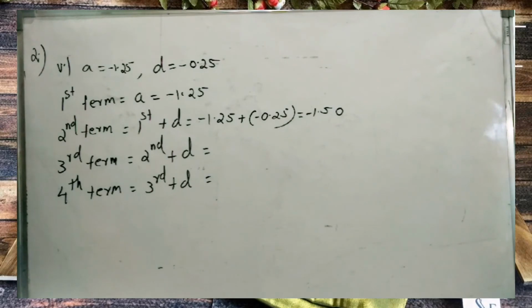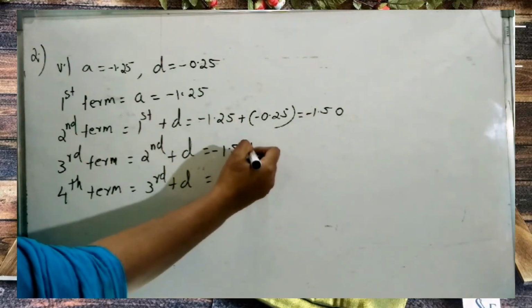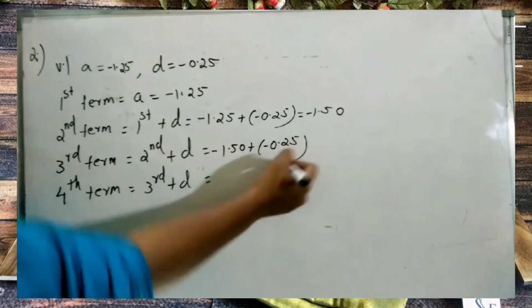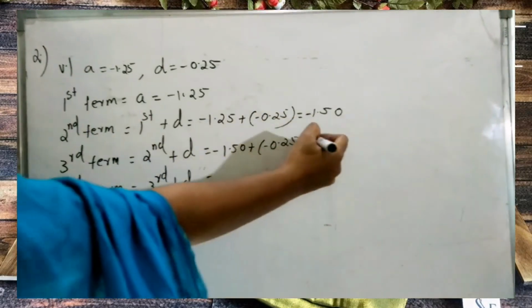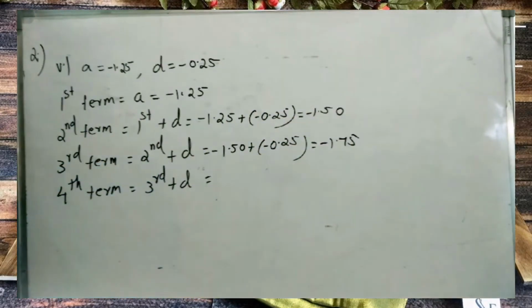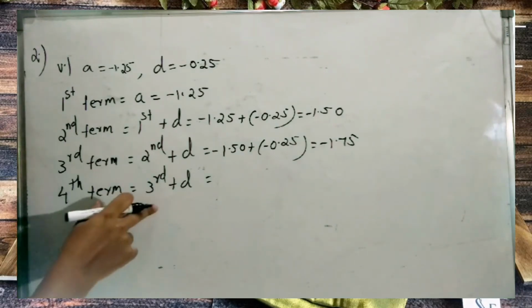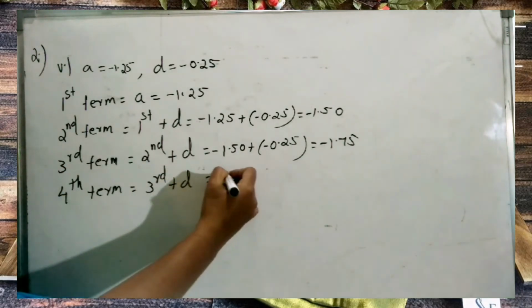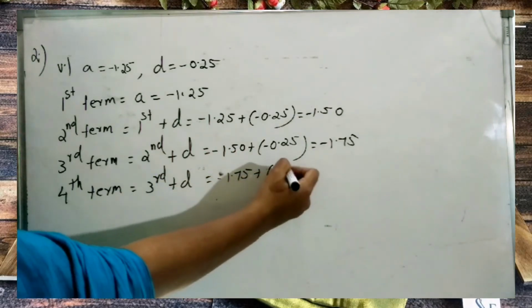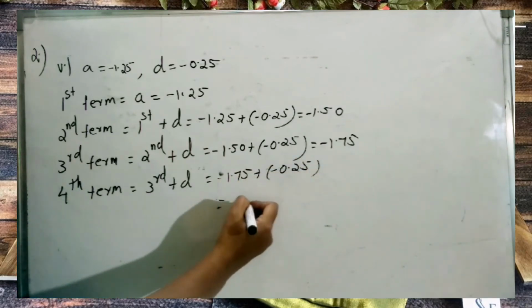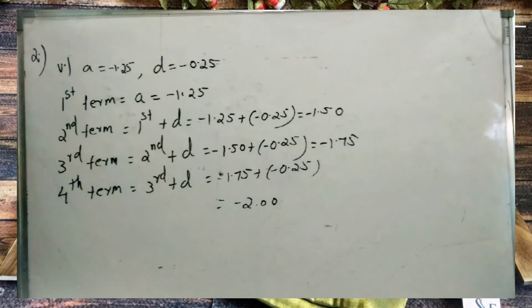Now the third term is second term plus D, minus 1.50 plus minus 0.25, and it is equal to minus 1.75. Now the fourth term is third term plus D. The third term is minus 1.75 plus D, minus 0.25, which is equal to minus 2.00. Hence, the first four terms of the given AP are minus 1.25, minus 1.50, minus 1.75 and minus 2.